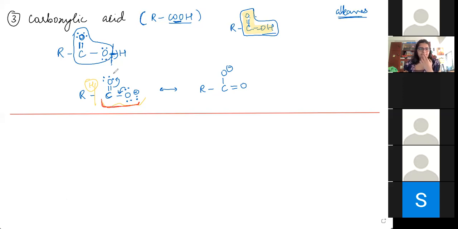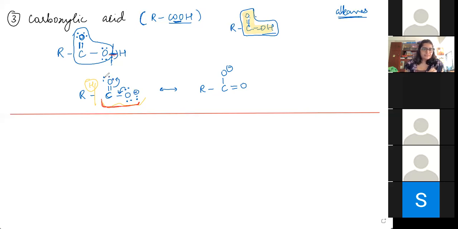Ma'am, could you explain the resonance again? Kaveri, when you're trying to understand resonance, it's just trying to understand how the electrons are delocalized, so that you just follow where all the electrons are traveling. So oxygen lets go of this particular hydrogen, so you get COO minus.